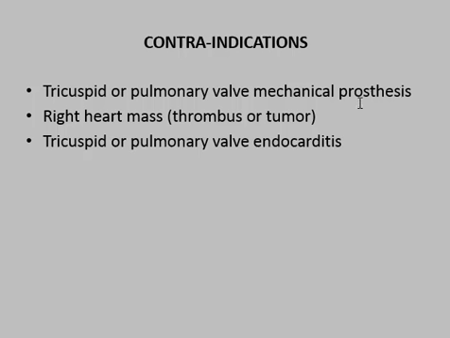Contraindications. These are intuitively obvious. If you have a mechanical prosthetic valve in the tricuspid or pulmonary valve, then you can't use any catheter. You can't risk the catheter getting jammed in the mechanical system or having the catheter break. It could embolize.